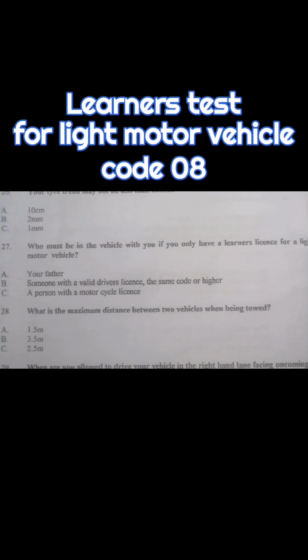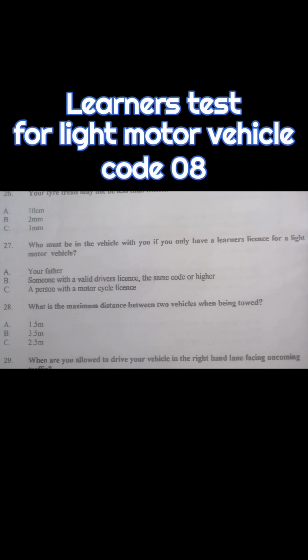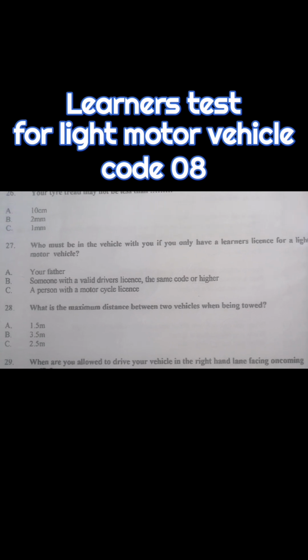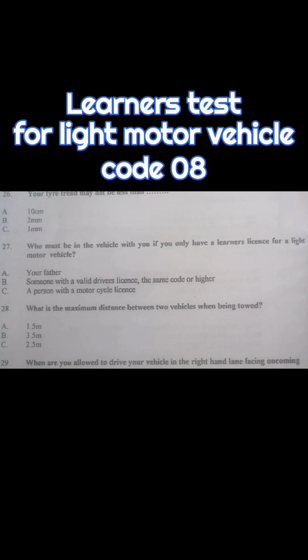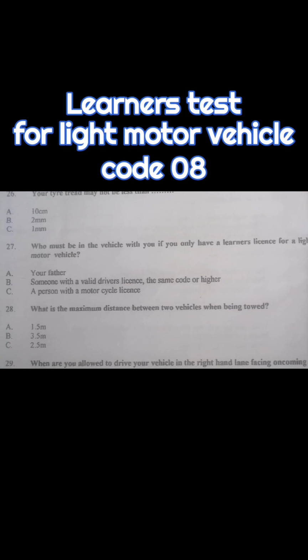27. Who must be in the vehicle with you if you only have a learner's license for a light motor vehicle? Is it going to be your father? Or will it be someone with a valid driver's license, the same code or higher? Or a person with a motorcycle license? Definitely it's going to be B. Someone with a valid driver's license, the same code or higher.